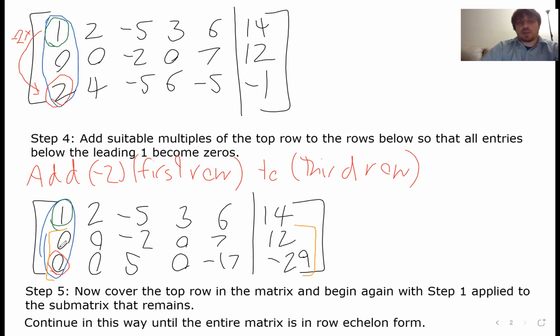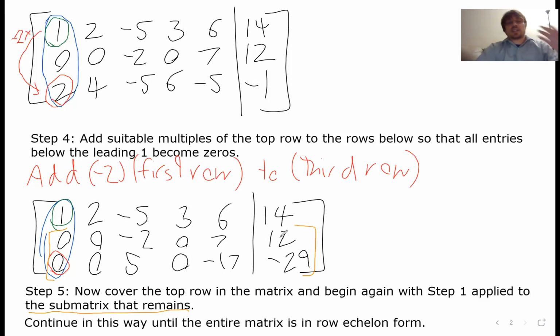See the 2 rows below it? That's going to be our submatrix. So the submatrix that remains is the second and third row. We covered up the top row, and we're going to look at the second and third row as a submatrix. And so the top row of the submatrix is going to be the original second row. Okay, the row is 0, 0, negative 2, 0, 7, 12. That's the top row of our submatrix.